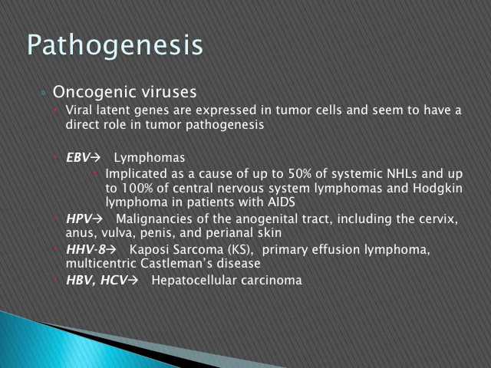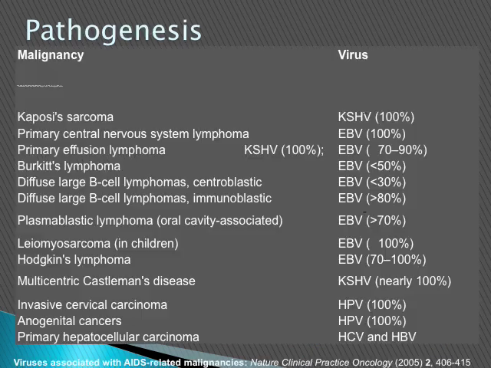related to EBV. HPV is not only seen in invasive cancer of the cervix, but you have to think of anal cancer, vulva, penis, perianal skin involvement. HHV8 is not only seen in KS, you can also see it with primary effusion lymphoma as well as multicentric Castleman's disease. Hepatitis B and C are associated with liver cancer.